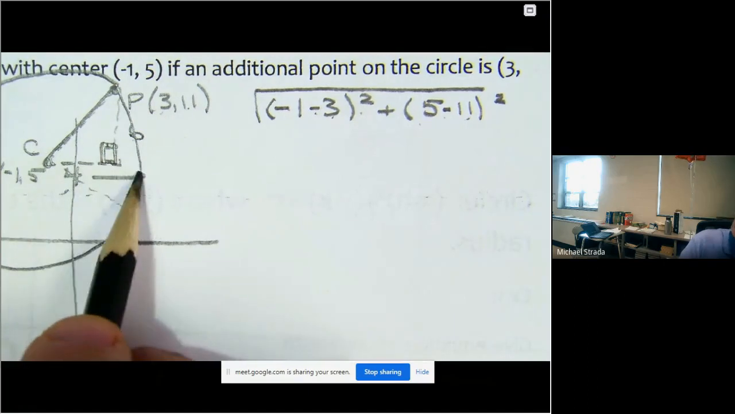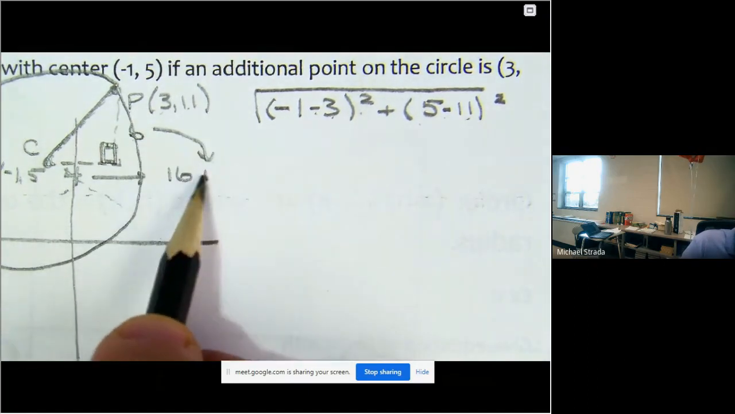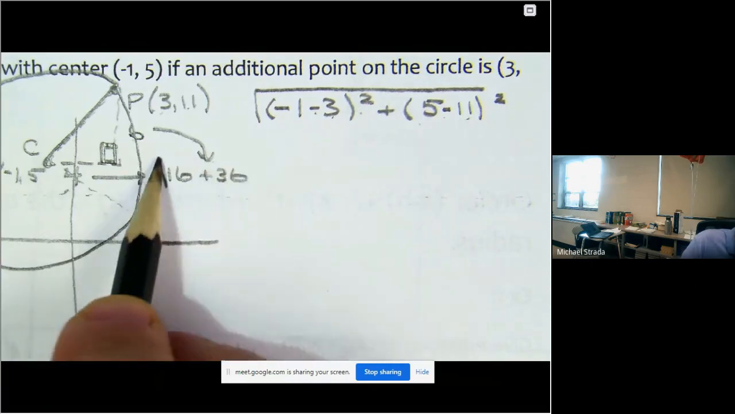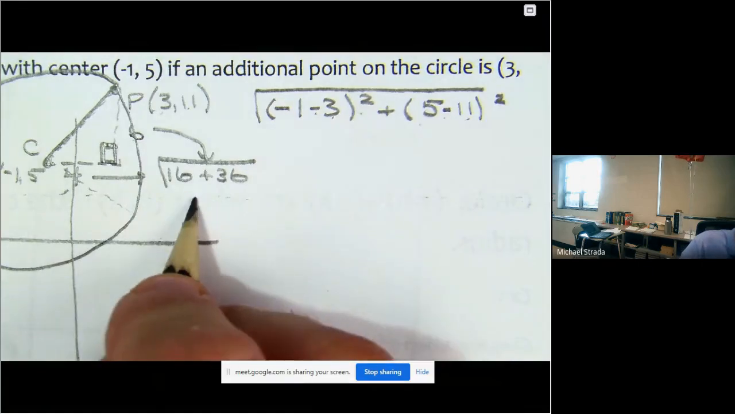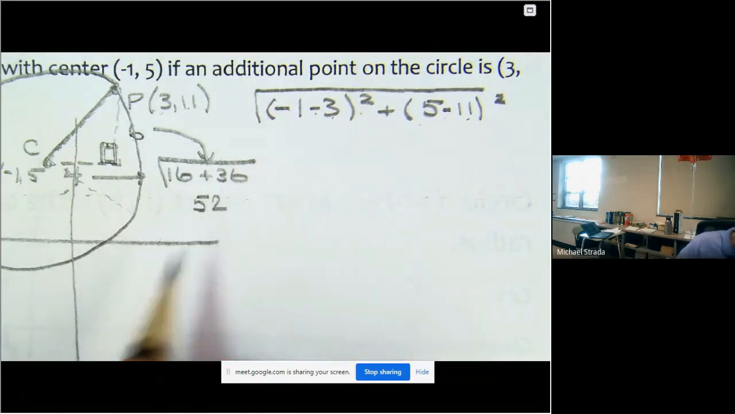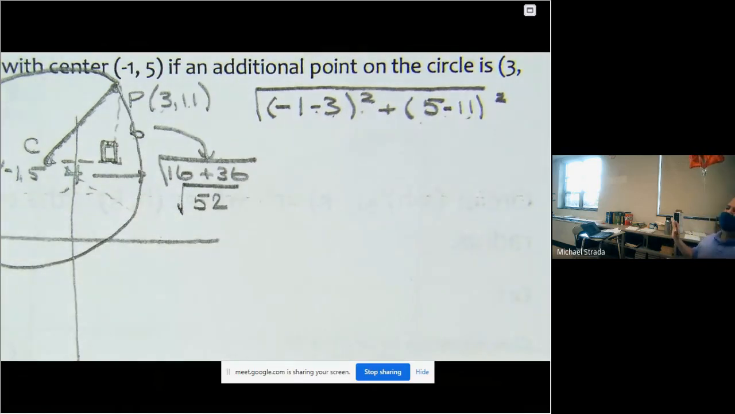What is 4 squared? 16. What is 6 squared? So you do 16 plus 36 and then do a square root. What is 16 plus 36? 52. And ladies and gentlemen, you do not simplify it. You leave it be even if it's a perfect square.